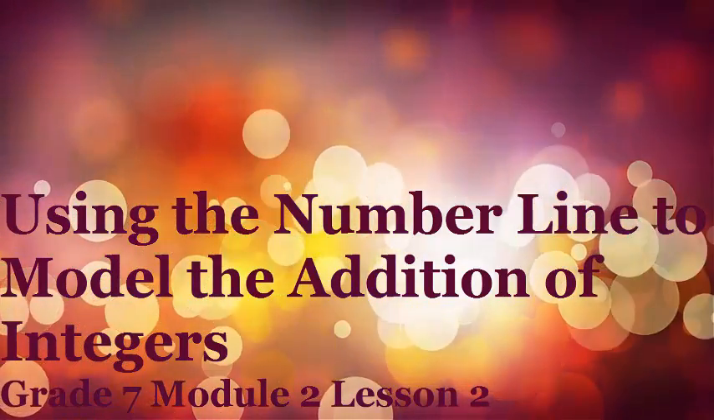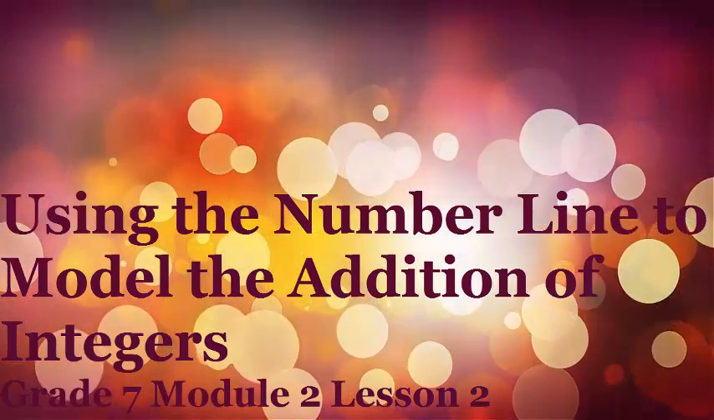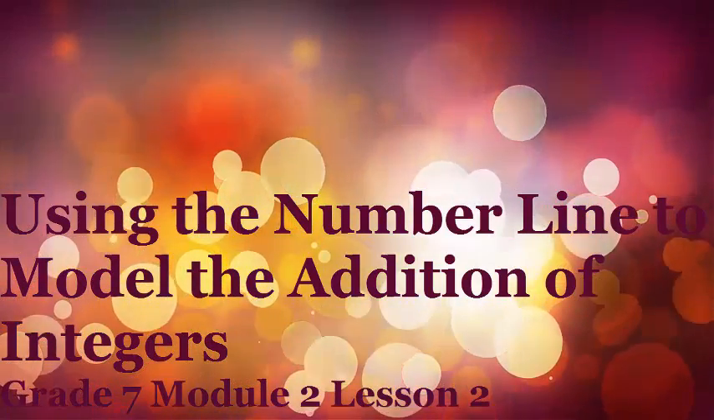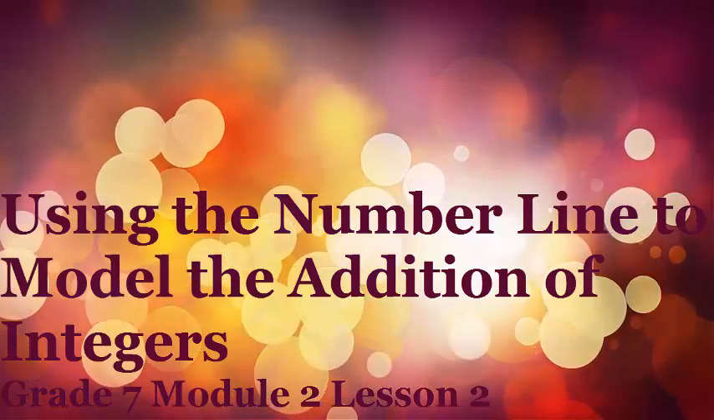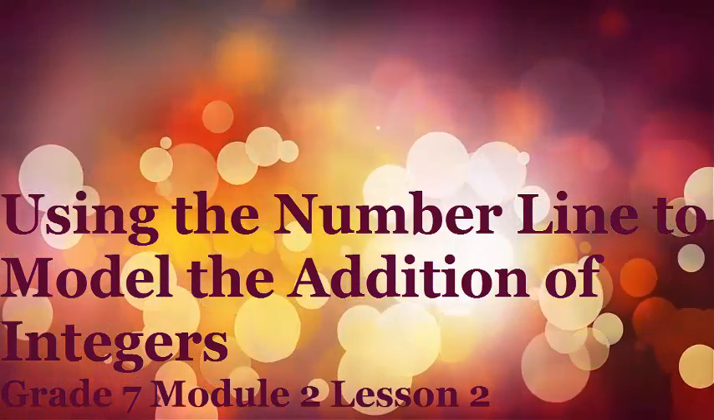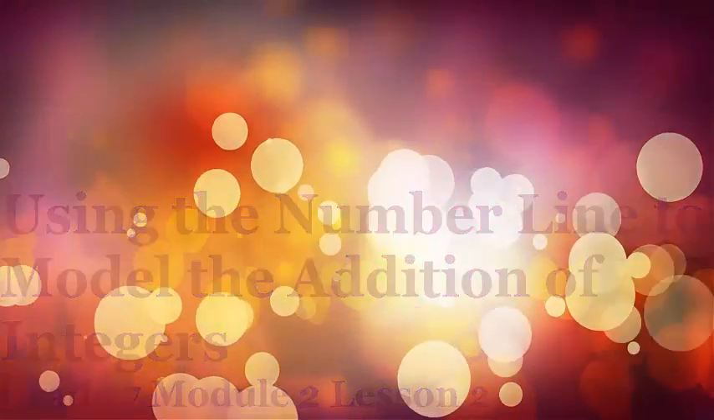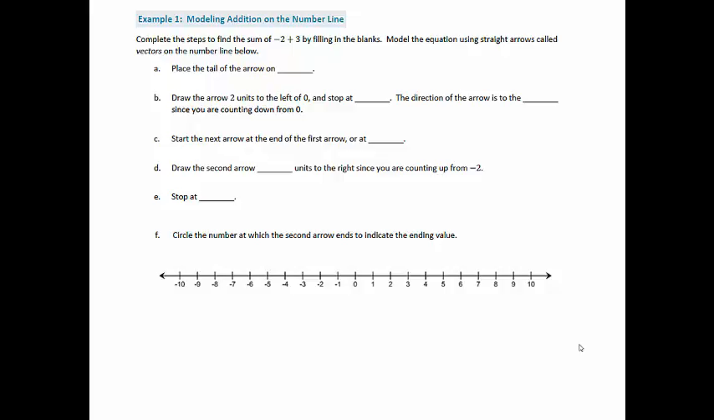Welcome! In this video, we'll be looking at the examples from Lesson 2 in Module 2 for Grade 7. We'll be modeling addition on the number line and taking a look at some of the results we get. In Example 1, we're going to complete the steps A through F to find the sum of -2 plus 3. And we're going to model an equation using straight arrows called vectors on the number line.